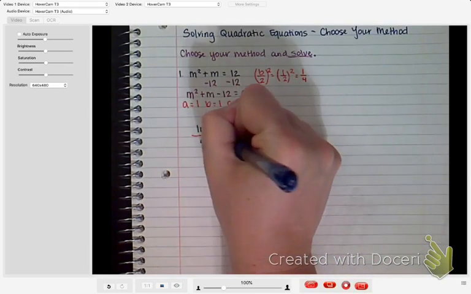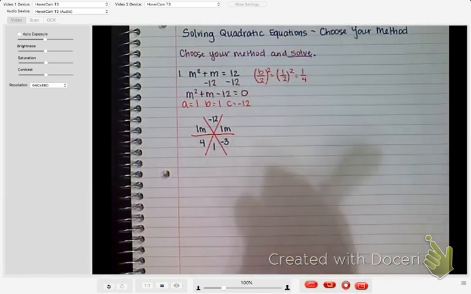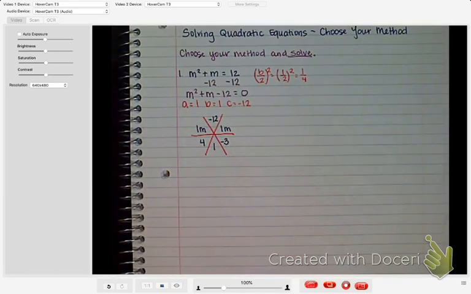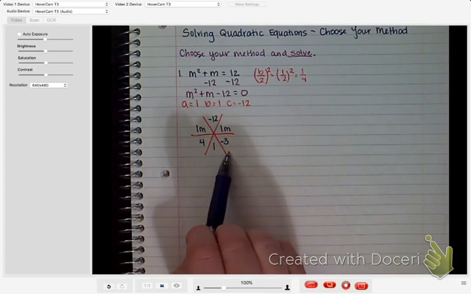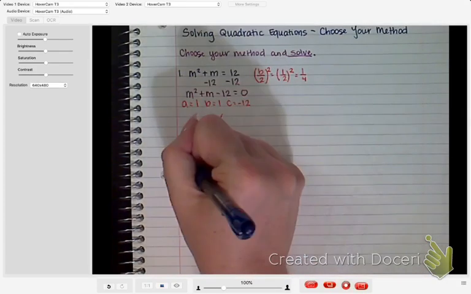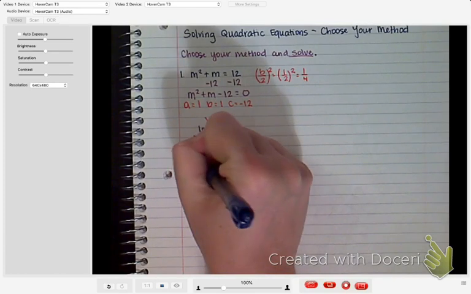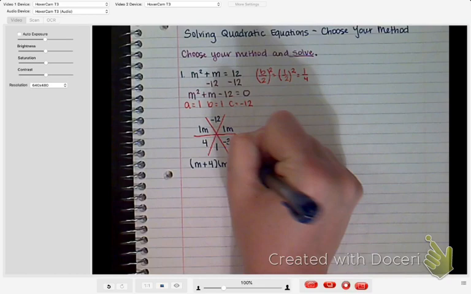Those numbers are 4 and 3. And in order for this to be a positive 1, it's going to be a negative 3. So 4 times negative 3 is negative 12. 4 minus 3 is 1. So I know that works out. Next step is to write it in factored form. So m plus 4 and then m minus 3 equals 0.